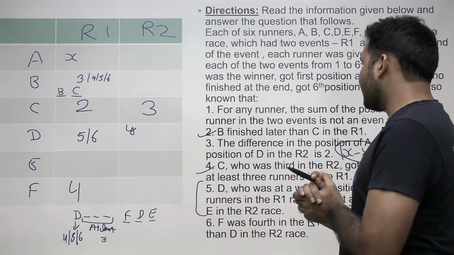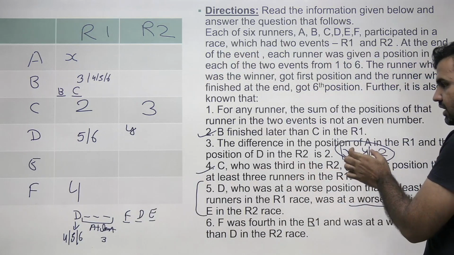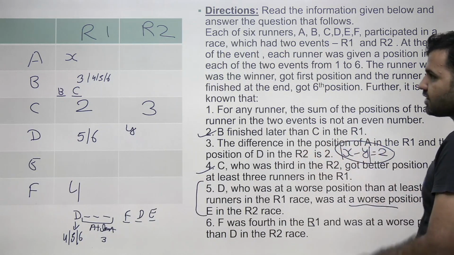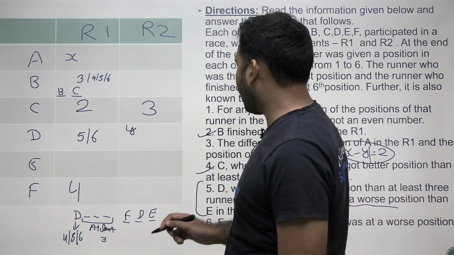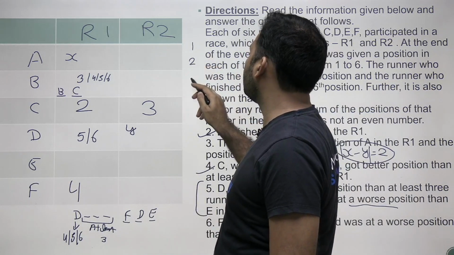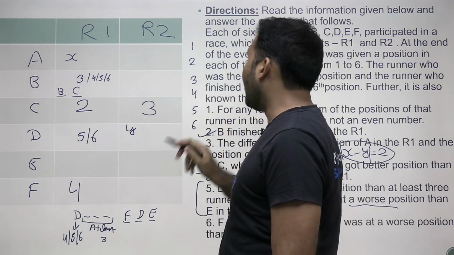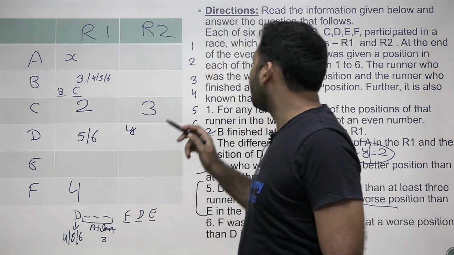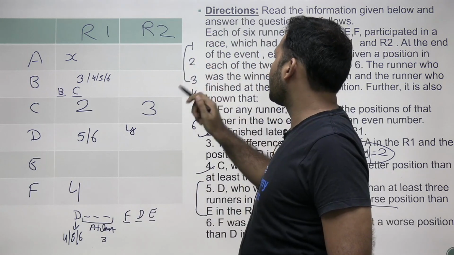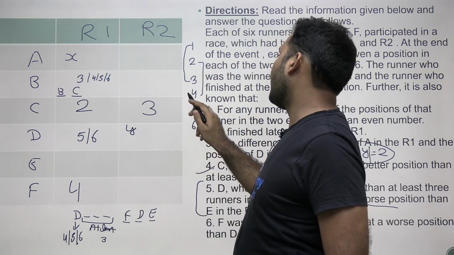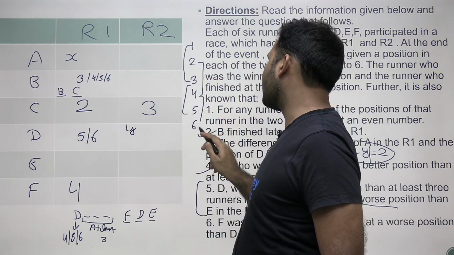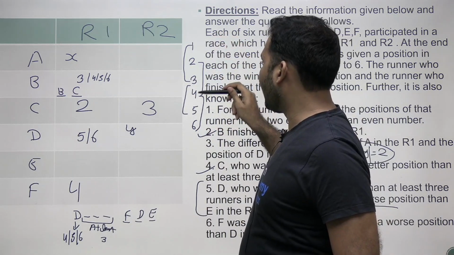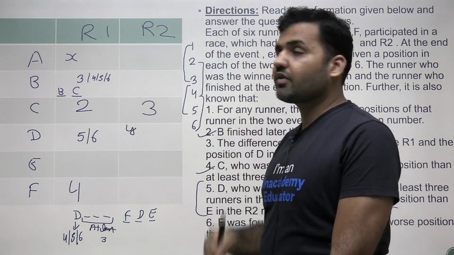Now let's use this information: the difference in the magnitude of the rank of A in R1 and the position of D in R2 is 2. X minus Y has to be 2. If I write down the 6 numbers, 1, 2, 3, 4, 5, and 6, and I have to find the pairs such that the difference is 2, the possible options are 1 and 3, 2 and 4, 3 and 5, or 4 and 6. All of these pairs have a difference of 2.